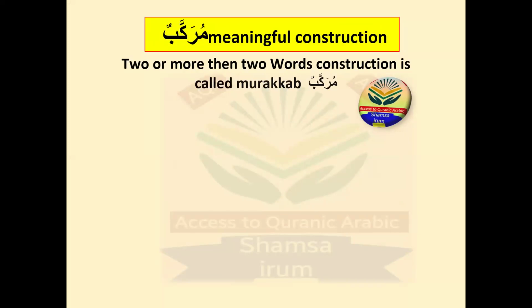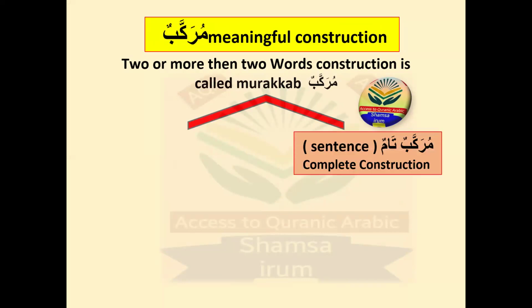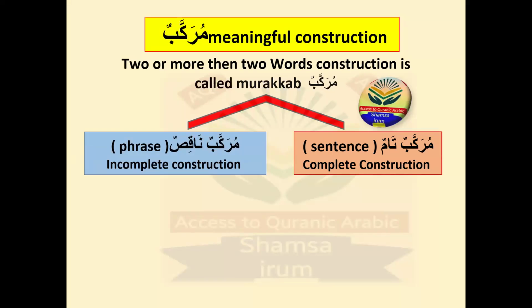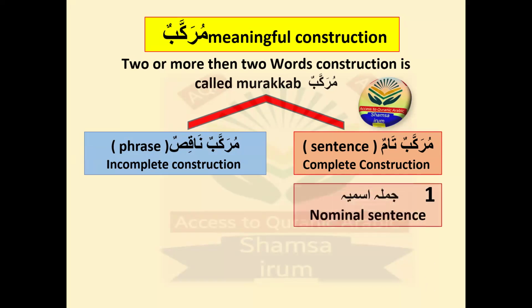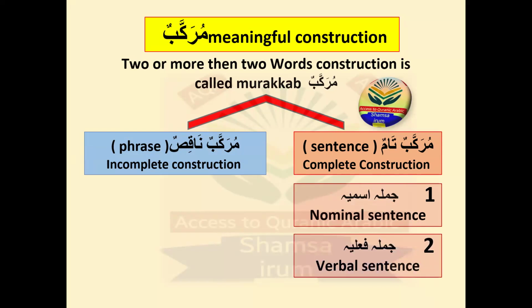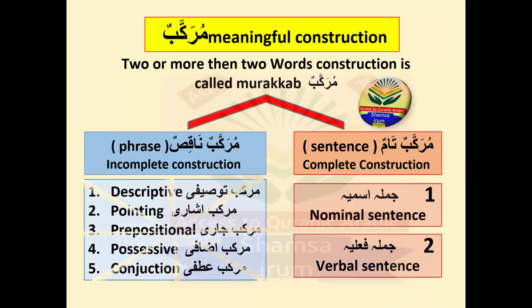Two or more than two words construction is called Murakab, and there are two types of Murakab. One is Murakabun Ta'amun, means complete construction, and on the other hand, Murakabun Naqisun, incomplete construction. There are two types of Murakab Ta'am, Jumla Ismiya and Jumla Fi'liya. And there are five types of Murakab Naqisun. And Alhamdulillah, from today we have started the Murakabun Naqisun.